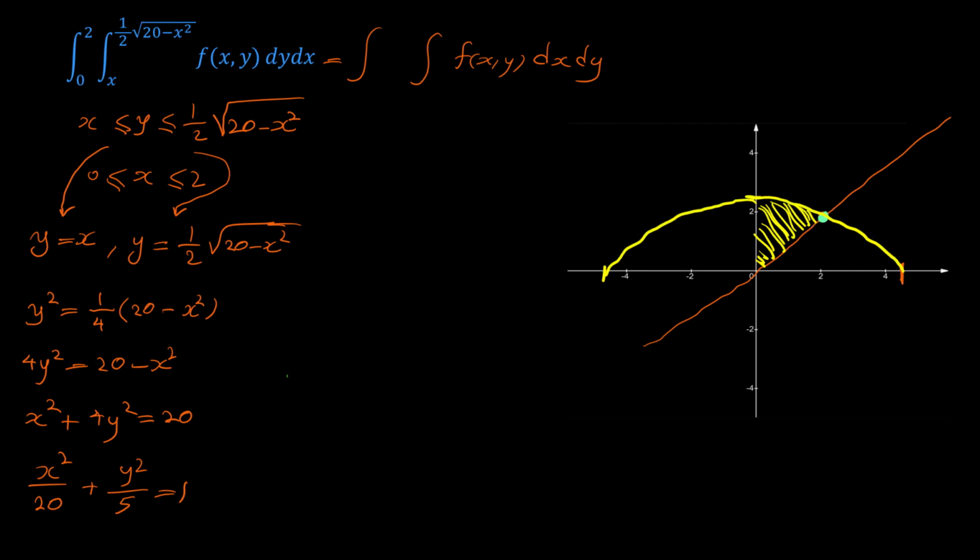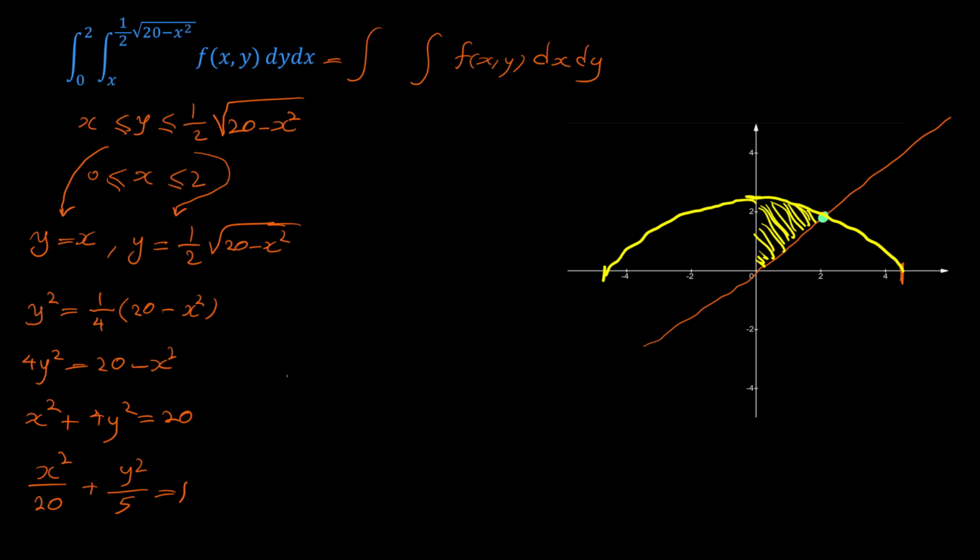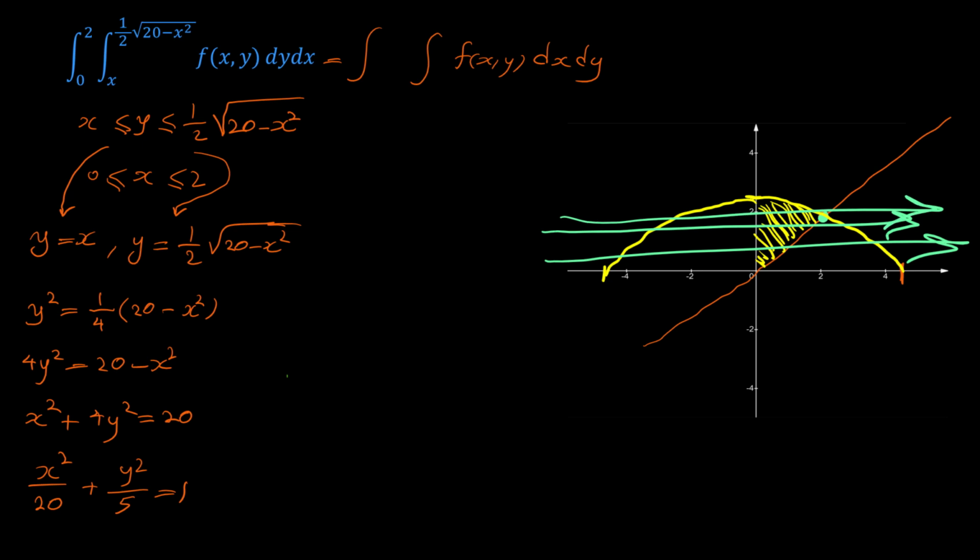The other thing that you can do is to set this equation equal to this equation and solve for x. You can see that they intersect at 2. Now we want to describe this region in terms of x, then in terms of y. To do that, we have to draw horizontal arrows or lines like this, and check where they enter the region and where they leave the region.